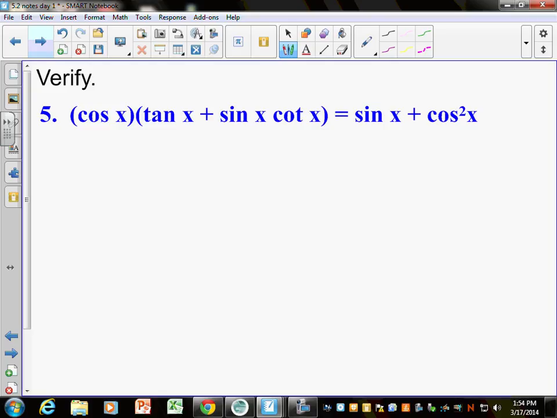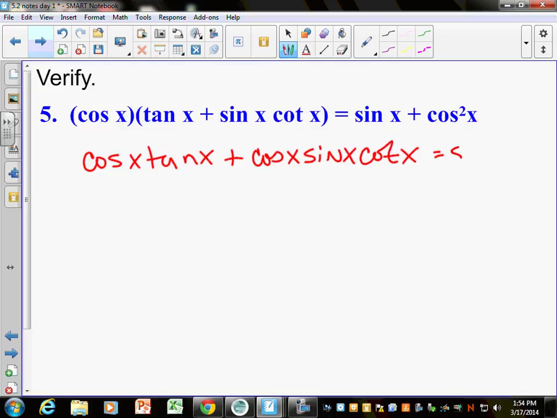To me, if I see parentheses, I feel like multiplying would be a good step. Do you agree that I can multiply? Maybe you see something else that you want to do first. That's okay. But if I was going to do this, I would multiply this and say that's cosine x times tangent x plus, this is just going to be 3 things now, cosine x times sine of x times cotangent of x. And you might say, well, that looks worse than what we started with.